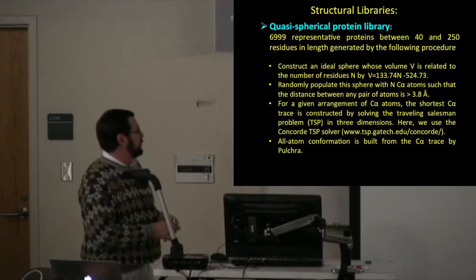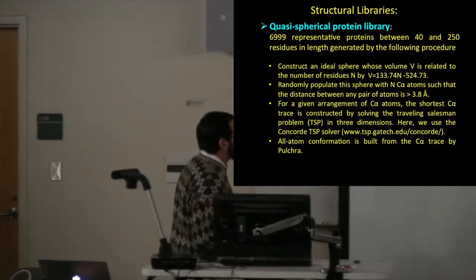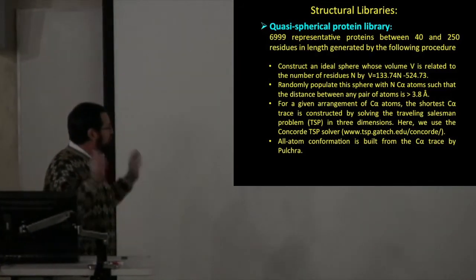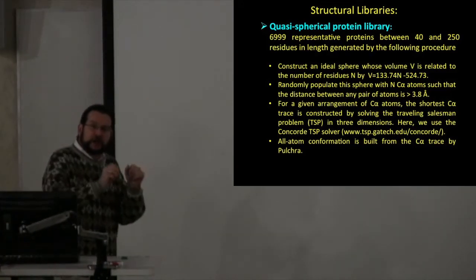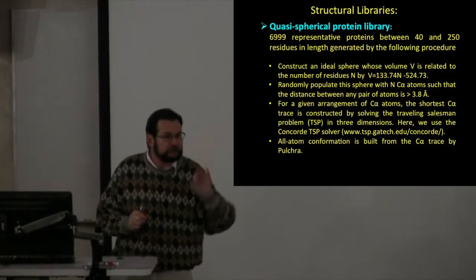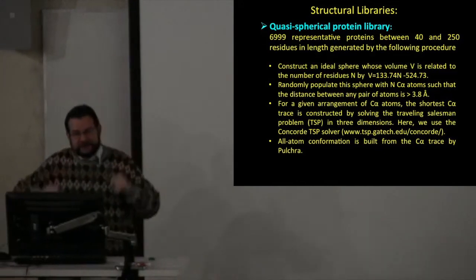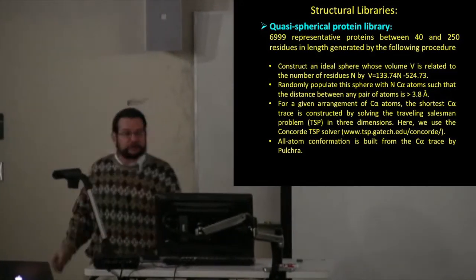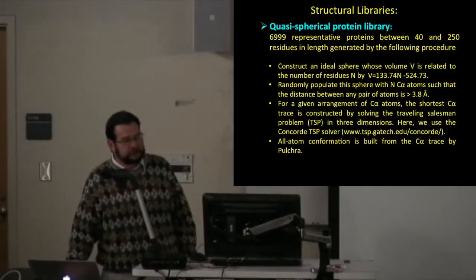And how you build them is really very simple. You have a sphere whose volume is related to the number of residues in the proteins. You fling a bunch of balls in it whose radius is the radius of a C alpha atom, an equivalent residue. Pack them. You can't have them closer than 3.8 angstroms. They can be any distance they want.